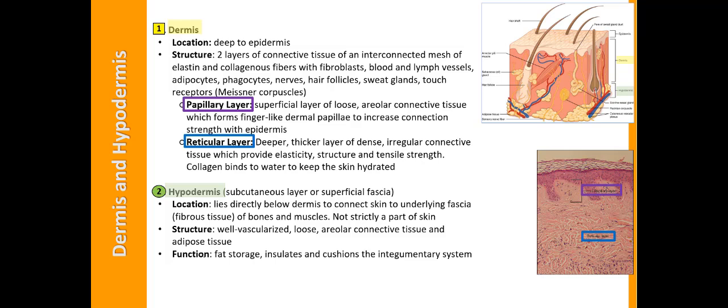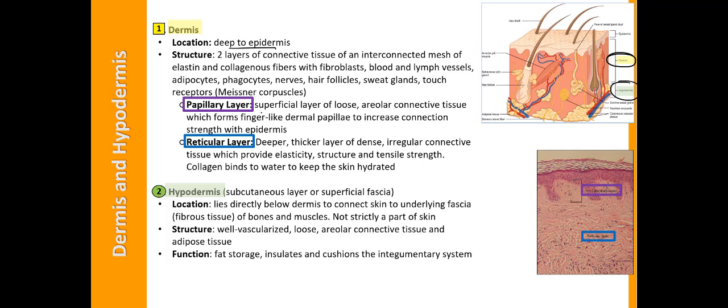This slide expands a little bit more on the bottom two layers of the skin, that is the dermis that's found underneath the epidermis, and the hypodermis that's found underneath the dermis layer. So when we look at the dermis, the location, it's found deep to the epidermis. It's got two different layers.